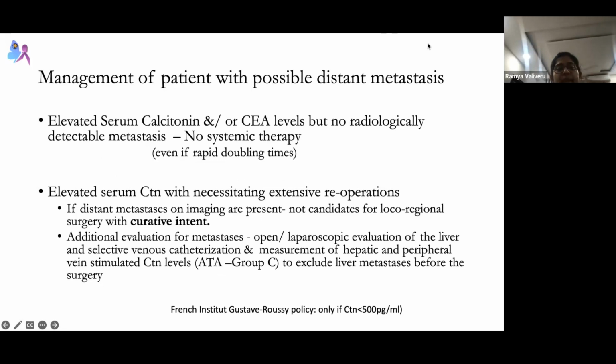So how do we manage patients with possible distant mets? If the calcitonin and CEA are high but there are no radiological mets, then we obviously are not going to treat the reports. And if there is elevated serum calcitonin necessitating extensive reoperations, and distant metastases are there on imaging, then they're not candidates for locoregional surgery with curative intent.